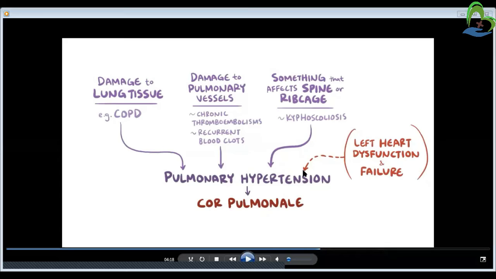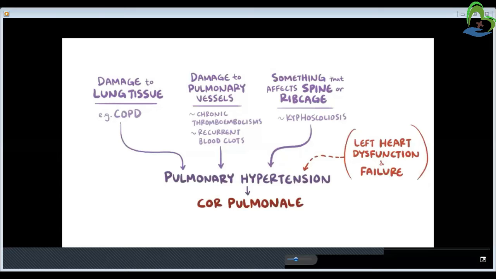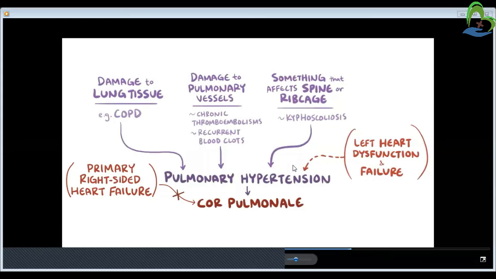So the next distinction is that left heart dysfunction and failure will lead to pulmonary hypertension, but not cor pulmonale as in right-sided heart failure. This is a distinction, as the initial problem is with the heart, not with the lungs. Same as in primary right-sided heart failure, the myocardial muscles are affected, but it will not lead to cor pulmonale, as it is affecting the heart, not the pulmonary system.